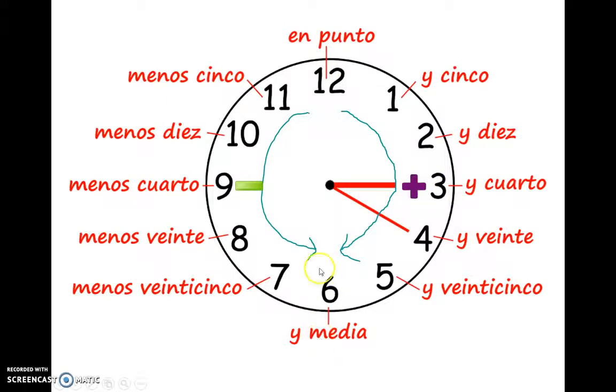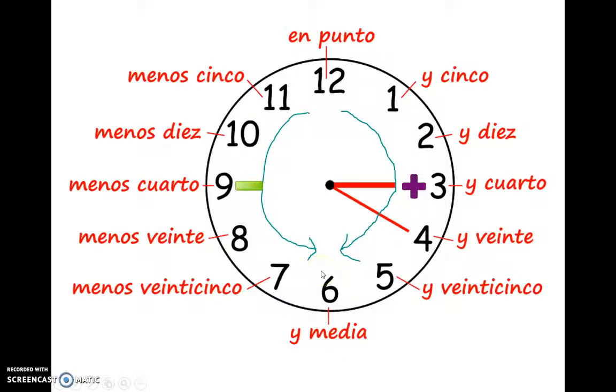Y media is half the clock, half an hour. So to say, for example, 1:30, you say es la una y media. So that's on this half of the clock. You add y cinco, y 10, y cuarto, y 20, y 25, y media. But on the other side of the clock, we're going to subtract.